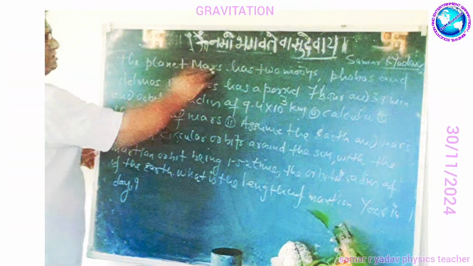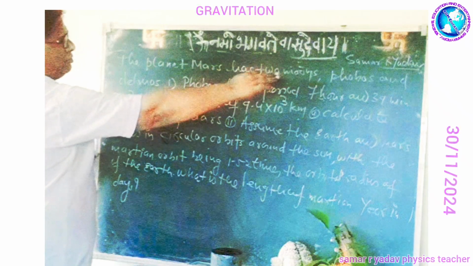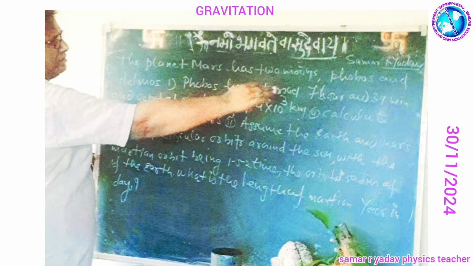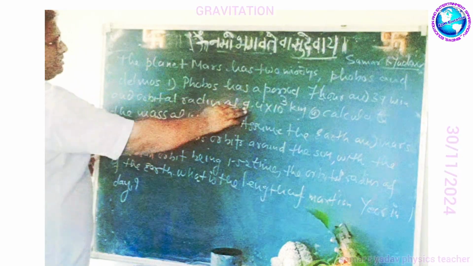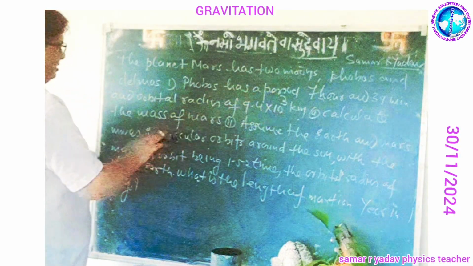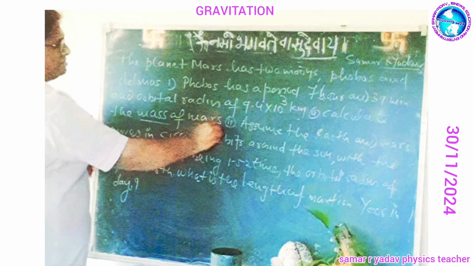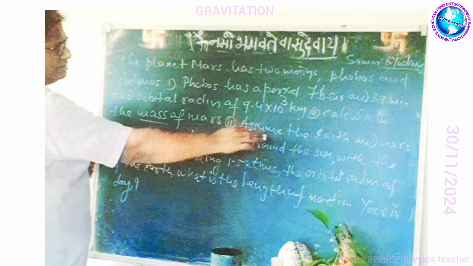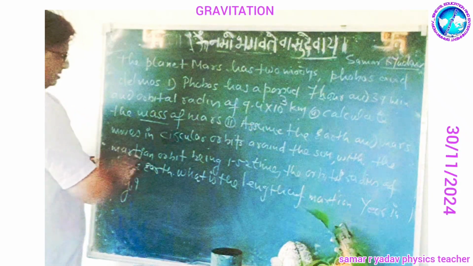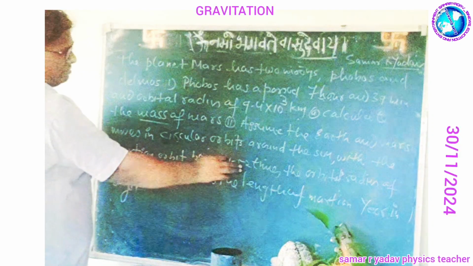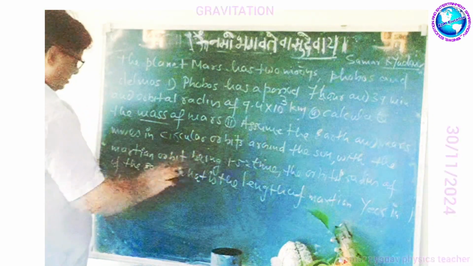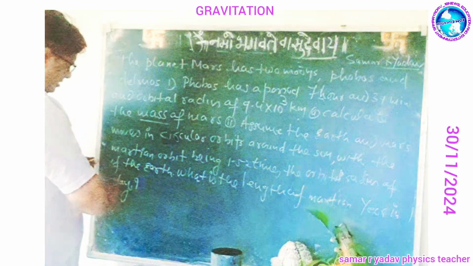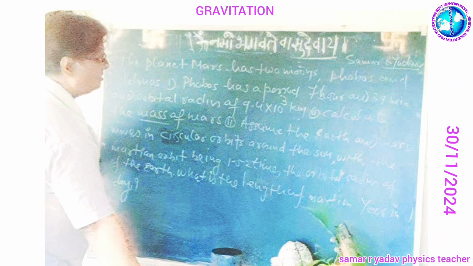The planet Mars has two moons, Phobos and Deimos. Phobos has a period of 7 hours and 39 minutes and an orbital radius of 9.4 into 10 to the power 3 km. Calculate the mass of Mars. Second, assume that the Earth and Mars move in circular orbits around the Sun, with the Martian orbit being 1.52 times the orbital radius of the Earth. What is the length of the Martian year in days? Now we need to solve this numerical.